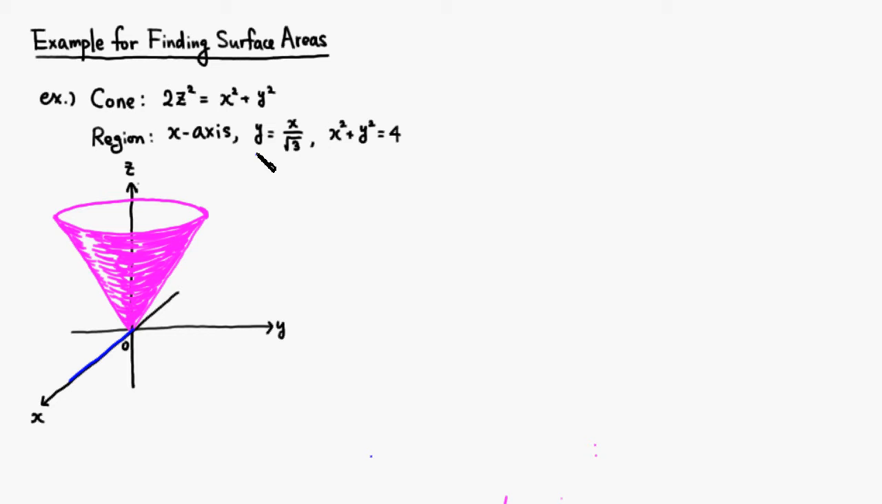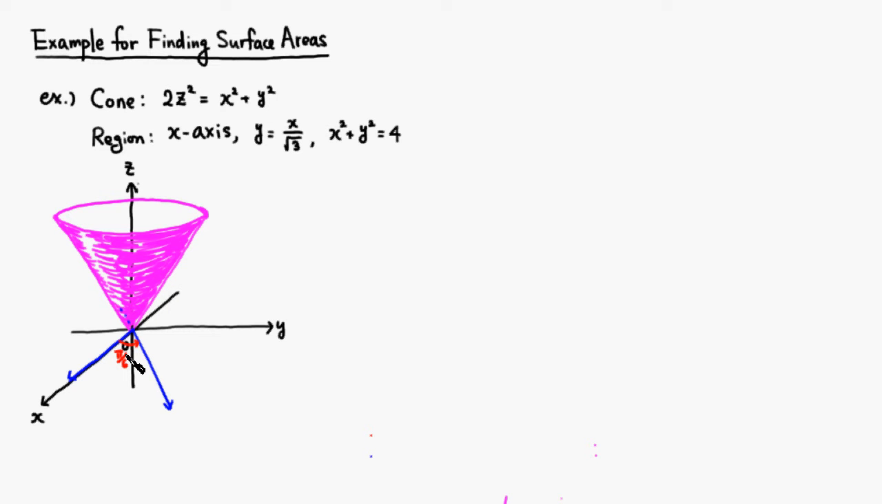And also y equals x over square root of 3. So it's just a straight line on the xy plane, and it's going to look kind of like that. By the way, since the slope is 1 over square root of 3, this angle right here is going to be 30 degrees or pi over 6. So maybe I'll indicate that. The angle here is going to be pi over 6.